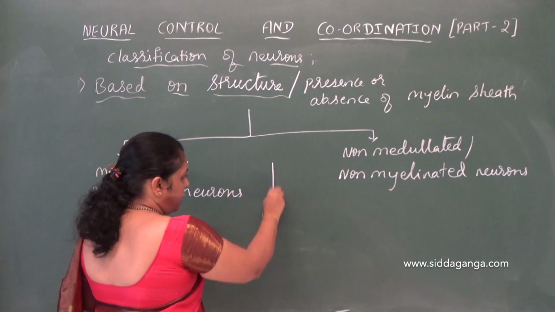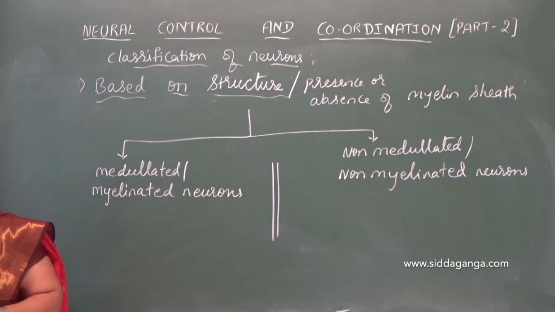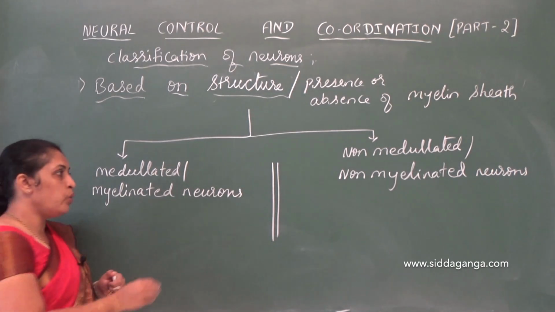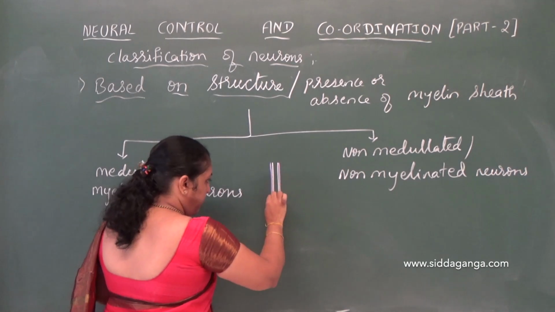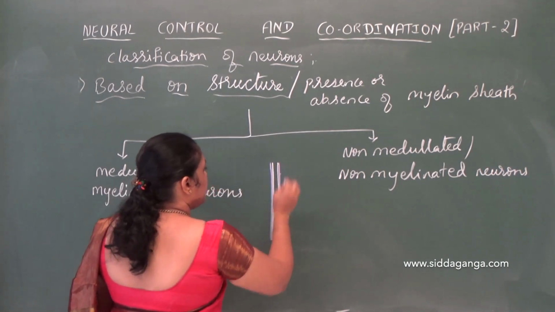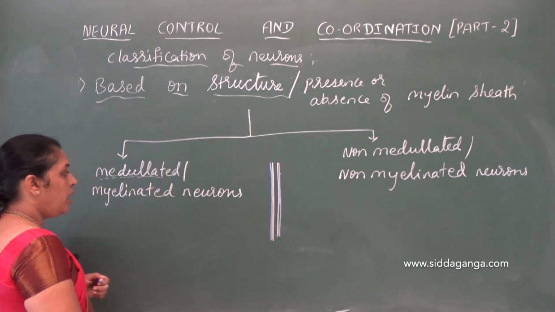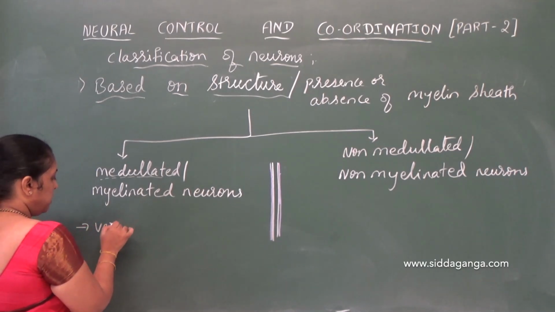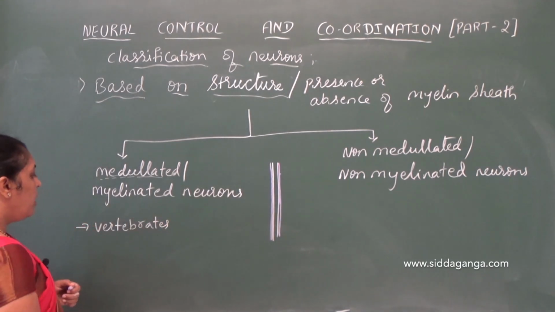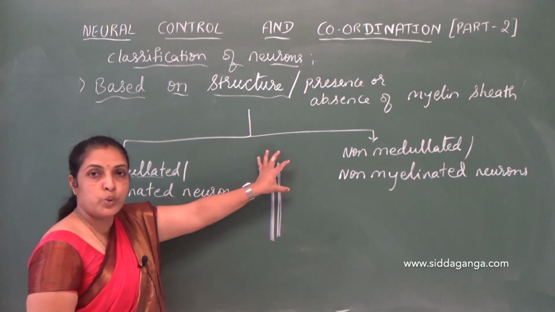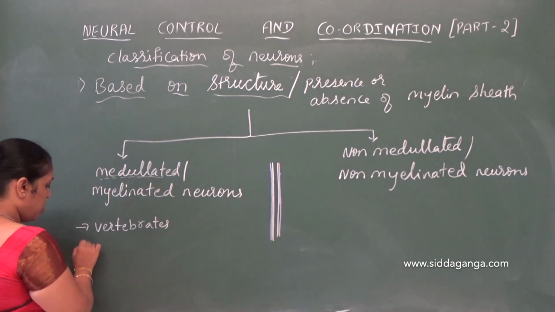See, this is the axon. The axon is surrounded by deposition of lipoproteins or phospholipids around the axolemma. That is nothing but the myelin sheath. If this myelin sheath is present around the axon, that type of neurons are called medullated or myelinated neurons, seen in the nerves of vertebrates. The process of deposition of these phospholipids or lipoprotein around the axon is called myelinogenesis.